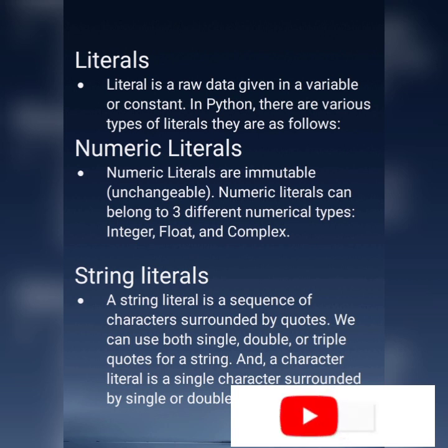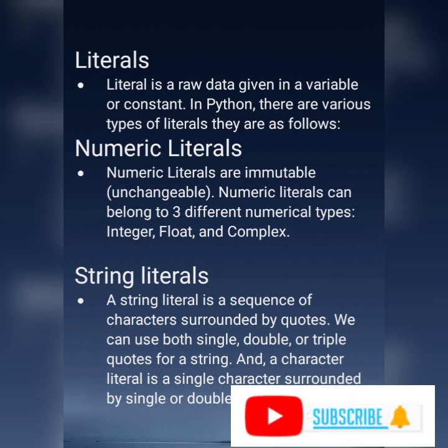Numerical literals are immutable. Immutable means unchanged. We have mutables and immutables. Numerical literals are immutable, so they are unchangeable. Numerical literals belong to three different types: integer, float, and complex. We already know integer values and float values.